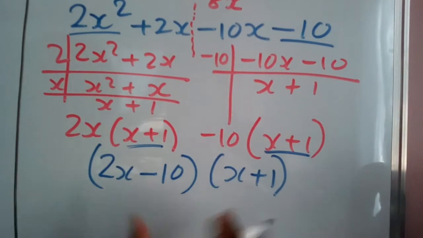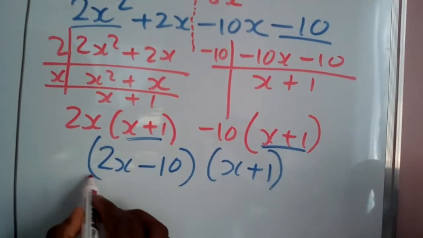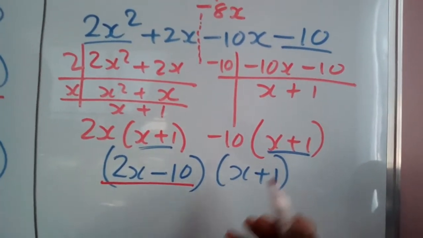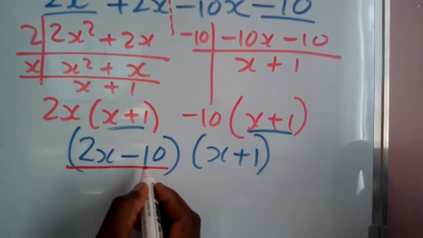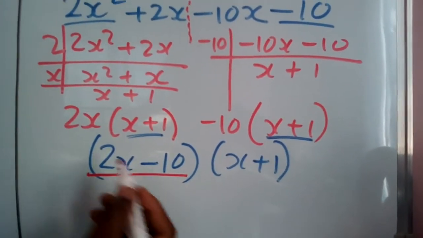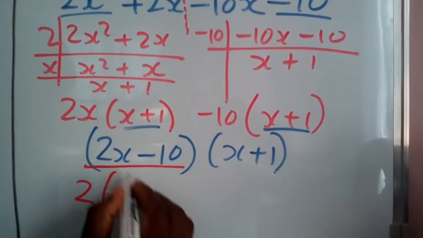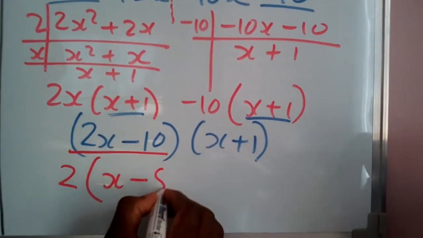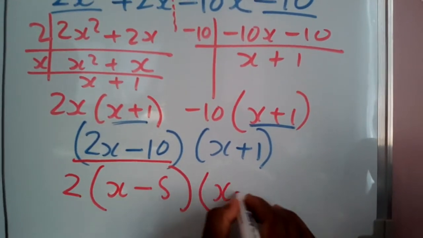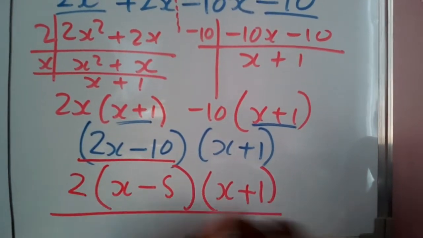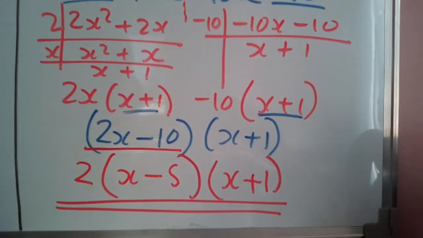By now we have factorized, but if you look at the first bracket, you realize that it can still be factorized again by taking the common out. And if you look, our common is 2, inside is left x minus 5. Hence, our final answer is this one.